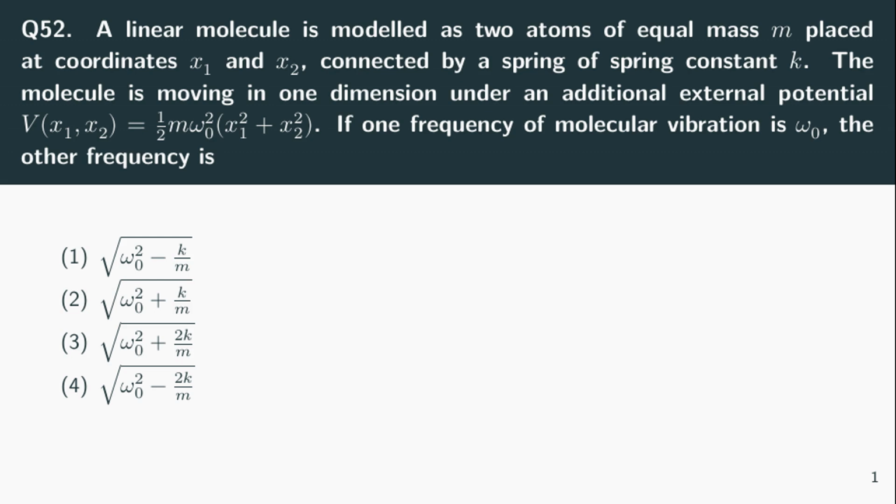Now the molecule isn't just connected by a spring, it's also moving within an additional external potential field. This external potential V depends on both x1 and x2, given by V equals 1/2 m omega 0 squared times the quantity x1 squared plus x2 squared. The molecule is restricted to move only in one dimension. We are told that one of the molecule's vibrational frequencies is omega 0 and we need to find the other frequency. We've got 4 options here for the other frequency.